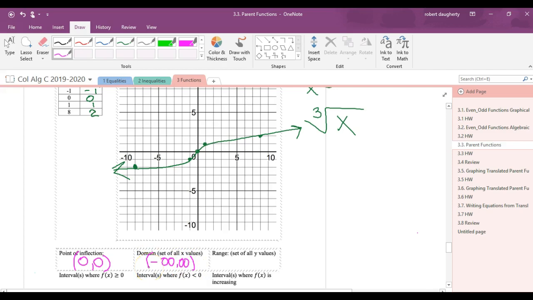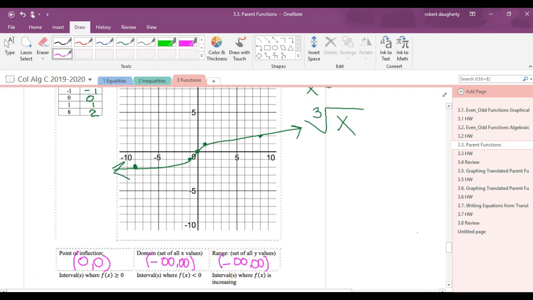What's the range? Where do you go to find the range? Y-axis. You come down here to the y-axis, and then where's this graph? This graph is going to keep on going forever and ever. So y values are going to go from where? Negative infinity to positive infinity. Okay, that's the range of this function.